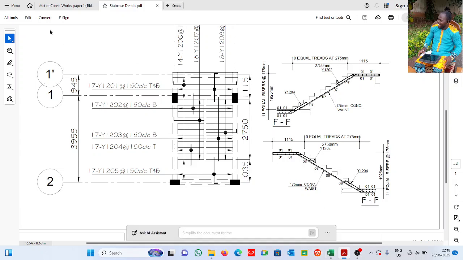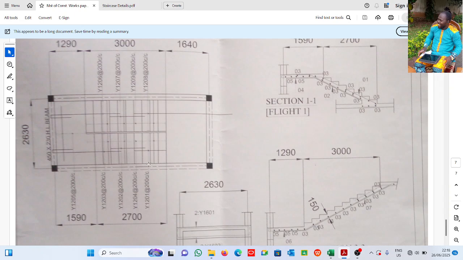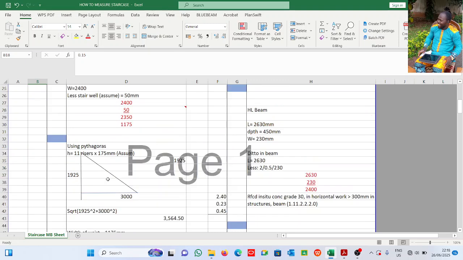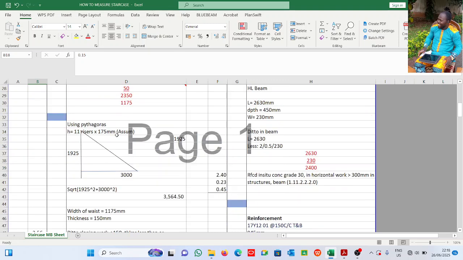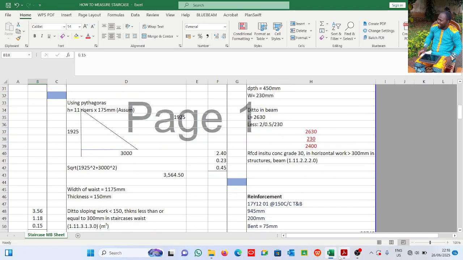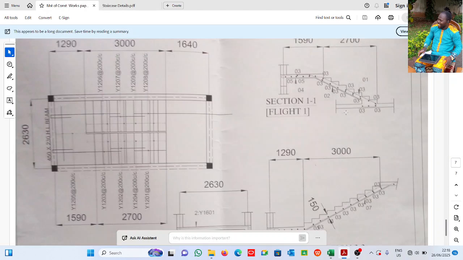But here, they are not the same thing. And of course, that is what your examiner wants to see, how you are going to do it, how you are going to treat it. All right, that's that about the landing. The next I treated here is the waist. This is the waist of this staircase.